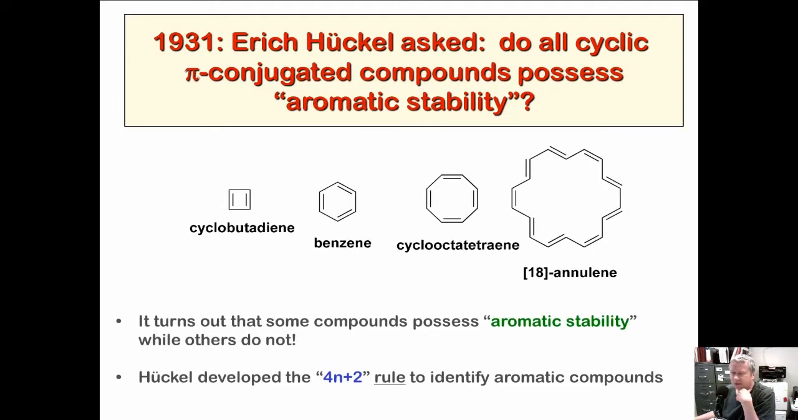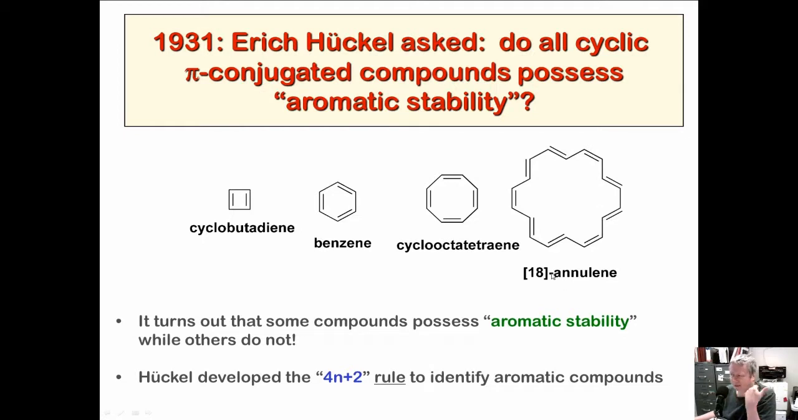So here are some molecules, all right? We've got cyclobutadiene, which is a 4-member ring with 2 alkenes. We have benzene. We have cyclooctatetraene, which is an 8-member ring with 4 alkenes, right? Cyclooctatetraene. This molecule is kind of weird.